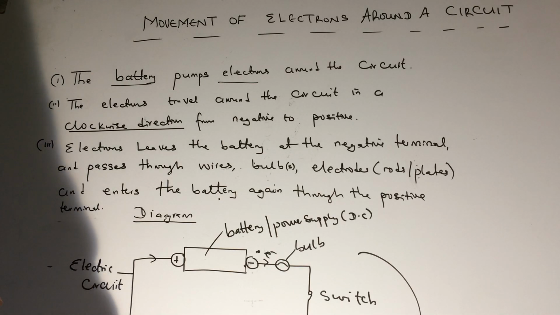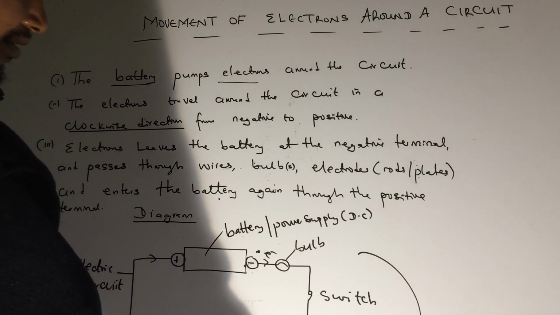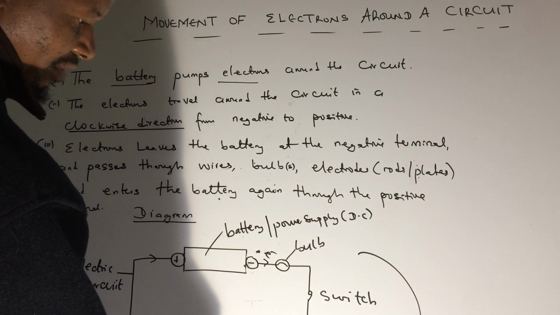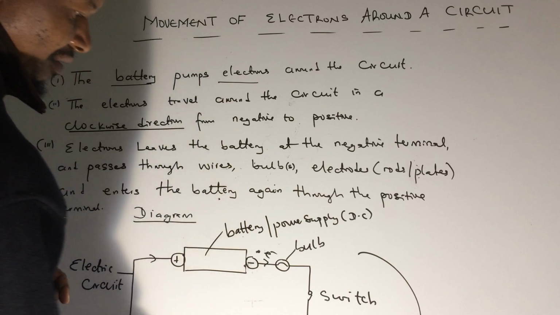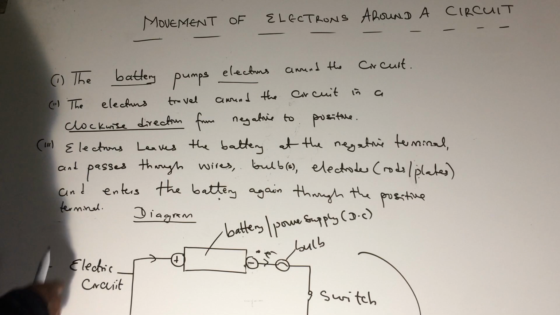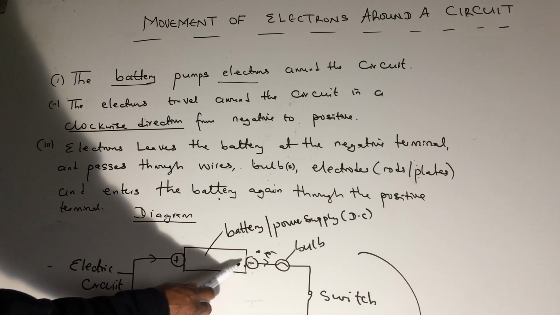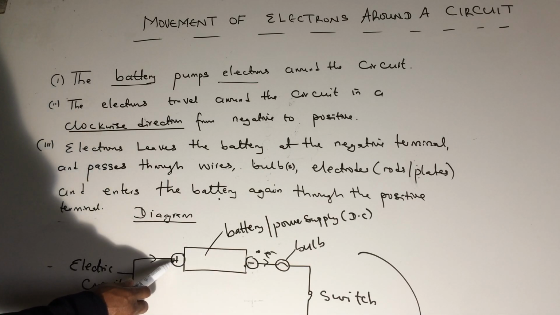Just know that what moves here are ions in the electrolyte. So I'm trying to explain that the electrons leave the battery here. This is the battery. Electrons leave the battery at the negative terminal. This is the negative terminal. This is the positive terminal.